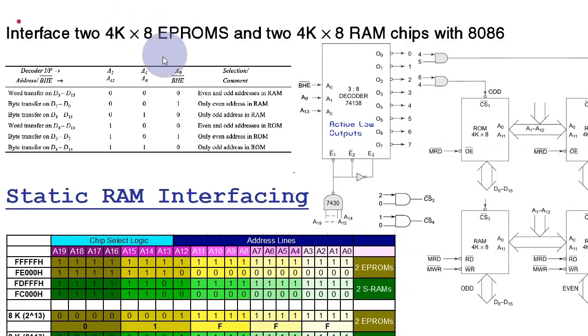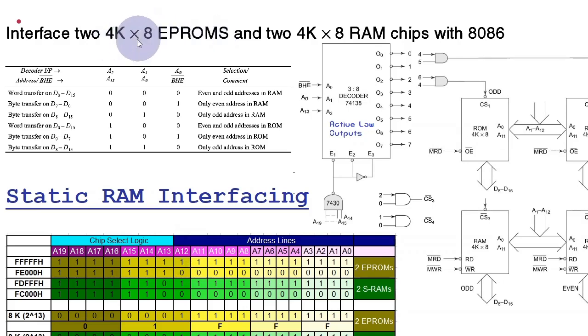Is this clear to everybody, that for 2 4K cross 8 EPROMs, 2 raised to the power of 13 will be the number, and that is why 13 address lines from A0 to A12 will be required? Yes or no? Is it clear or not? Yes, sir.